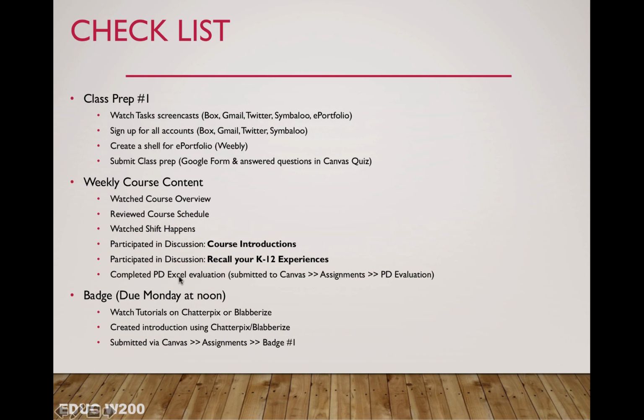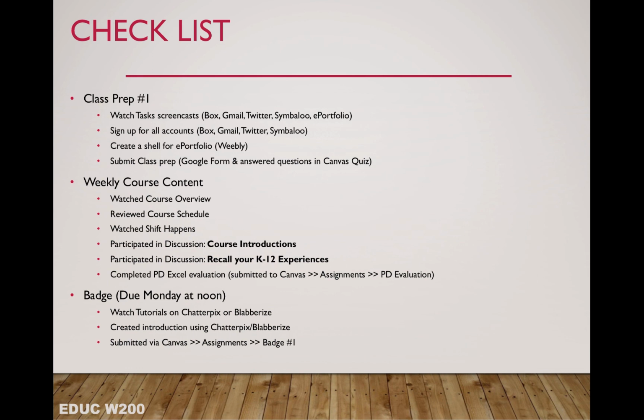There's also an Excel evaluation where you'll self-evaluate your own skills in technology so we can see how they grow over the course of the semester. And then our first badge, you'll be creating what's called a ChatterPix or Blabberize. It'll be a little 30-second introduction to your classroom where you'll introduce yourself and what you're teaching. If you have an iPad or an iOS device like an iPhone, you can use ChatterPix. It's a free app. You'll basically make a little picture, make the mouth move, and introduce yourself. And Blabberize is the same thing, but it's on your computer for those folks who don't have an iOS device.